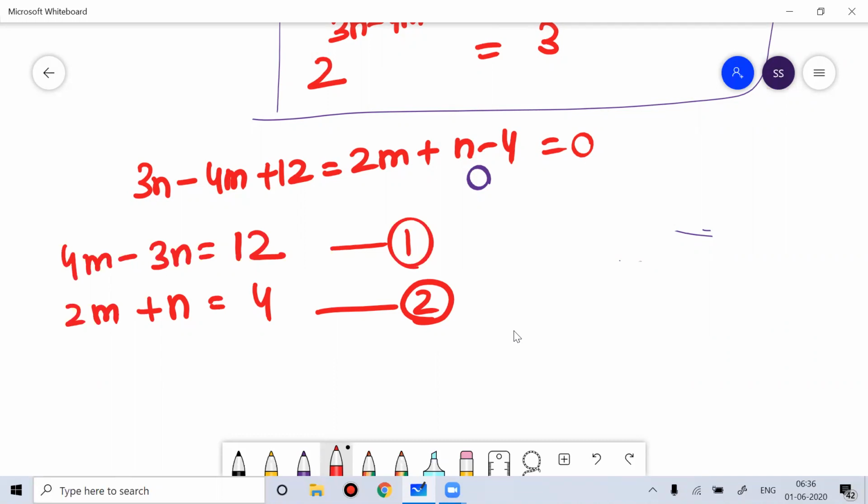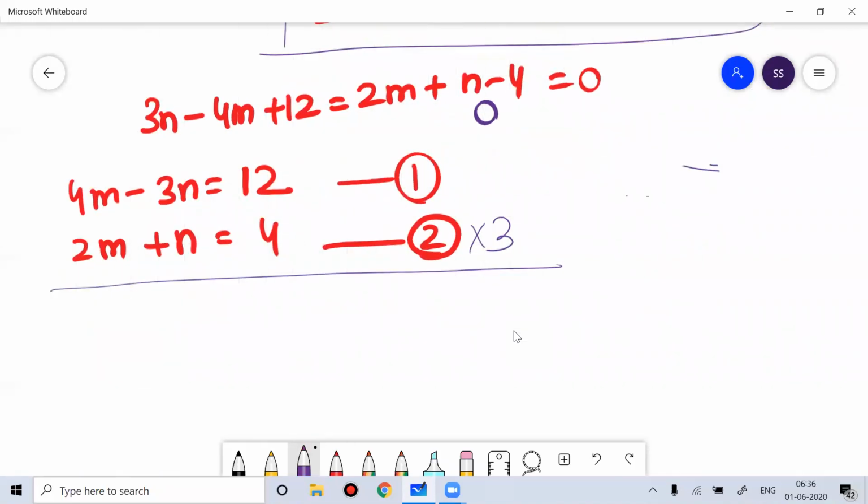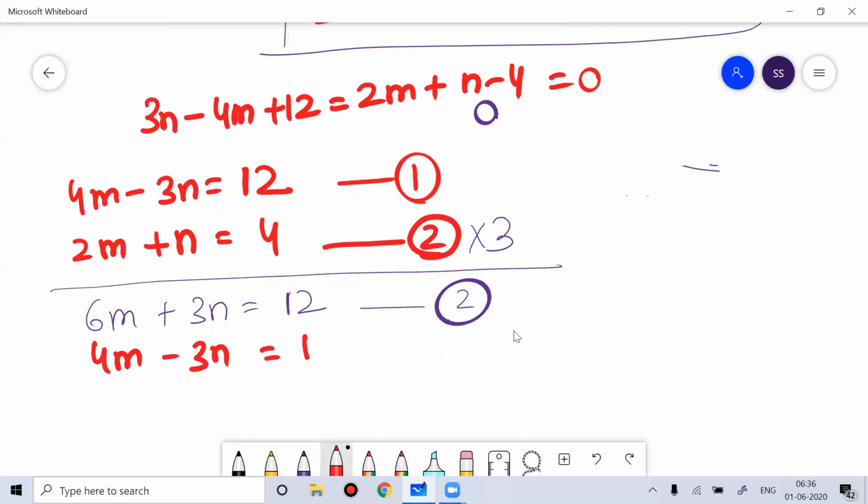So if I multiply equation 2 with 3, I'll get 6m plus 3n is equal to 12. While your equation 1 is 4m minus 3n is equal to 12. Okay, so you are adding them. Then 10m is equal to 24.